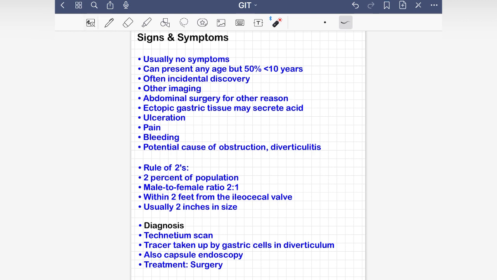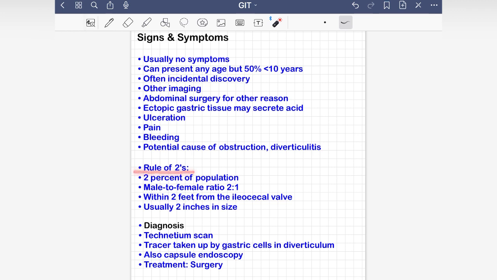It's often discovered incidentally when someone has imaging of the abdomen for some reason, or if they have abdominal surgery, for example, to remove an inflamed appendix. Sometimes diverticulum will be noticed on inspection. The ectopic gastric tissue present in the diverticulum may secrete acid, and this can cause ulceration and belly pain, and sometimes bleeding, and potentially these diverticulum are the cause of obstruction or diverticulitis.